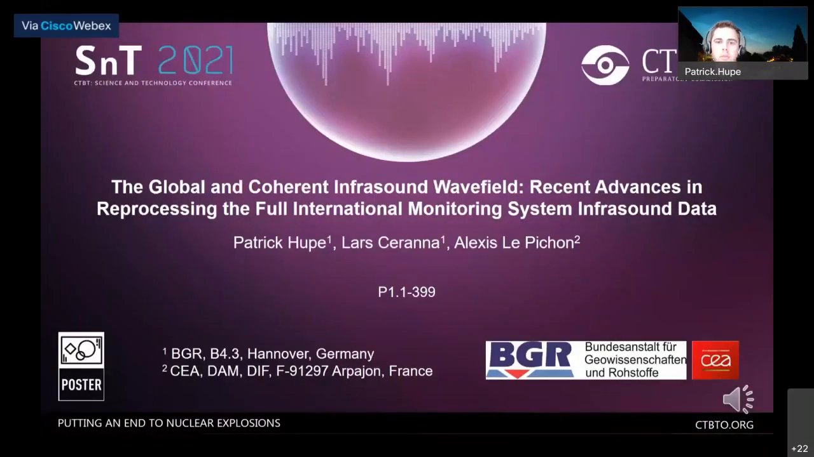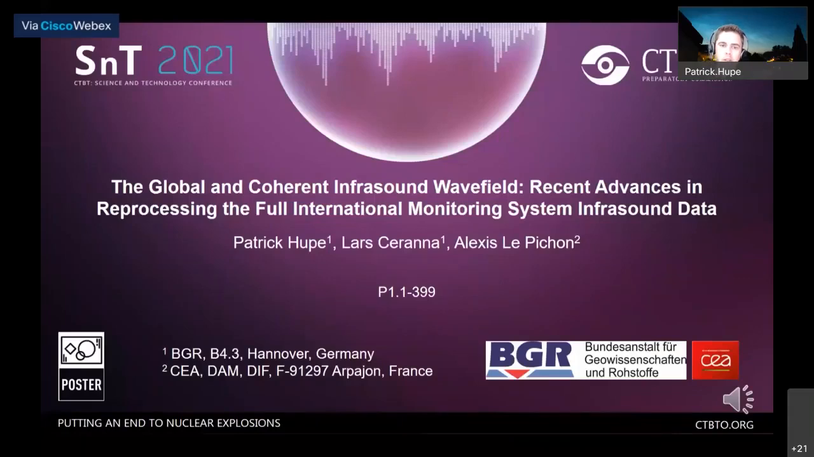So our e-poster is about recent advances in reprocessing the full International Monitoring System infrasound data, a collaboration between CEA and BGR. The International Monitoring System now consists of 53 certified infrasound arrays and continues to grow. So this is a good reason to reprocess or process the existing as well as new data on a regular basis, because having a comprehensive picture of the coherent infrasound wave field is also important for the verification of the CTBTO.